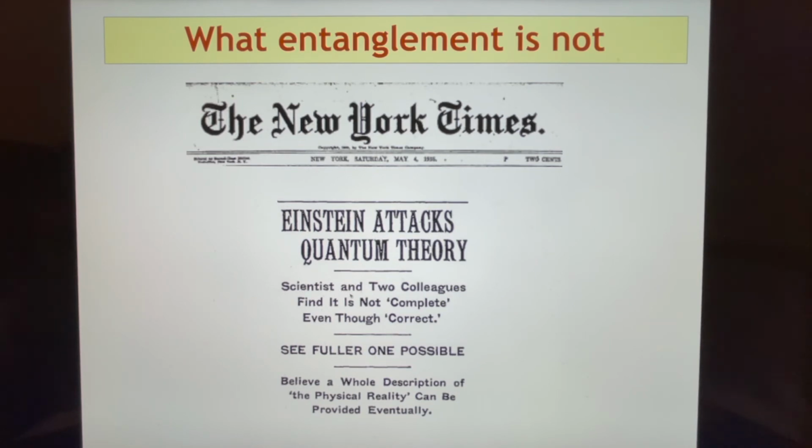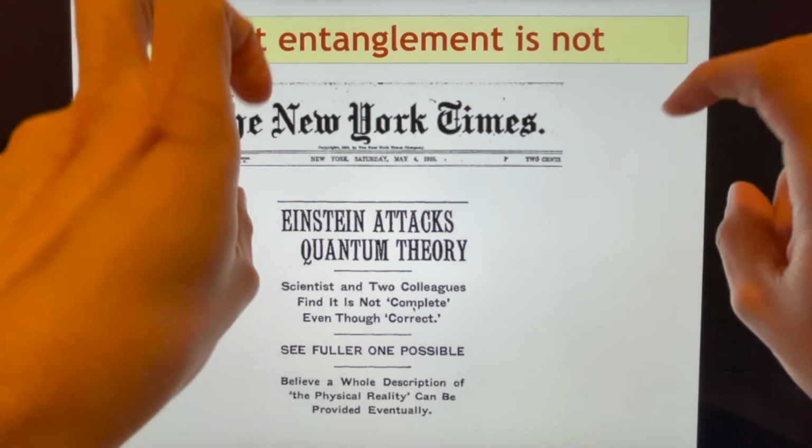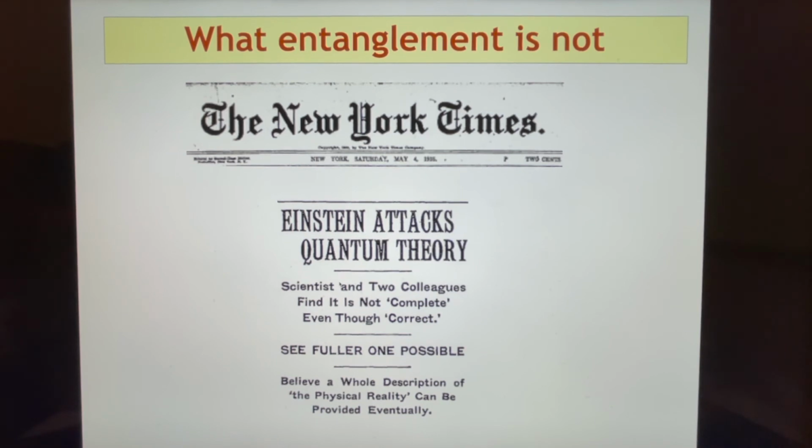Scientist and 2 colleagues, well, I guess Podolsky and Rosen were not scientists, they were just the people who, I don't know, the people who brought him drinks. I have no idea. 2 colleagues find it is not complete, even though correct. It's not complete, even though correct. I mean, it could be better.